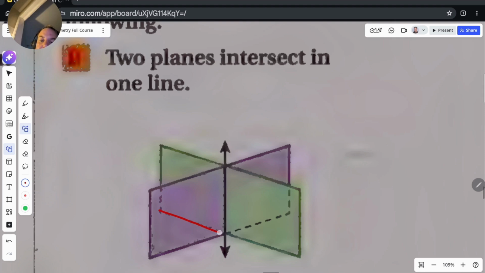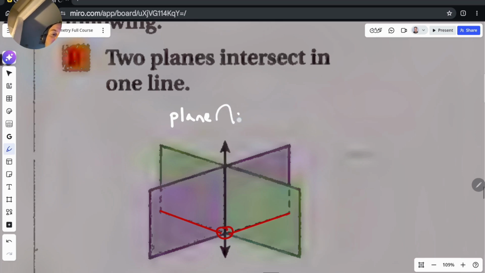Let's do that again. 1 and 2. And now we can write one plane is joined together to the other plane. They intersect with a single line here. So two parallelograms or planes crossing each other. The line where they meet is shown as a dashed line.